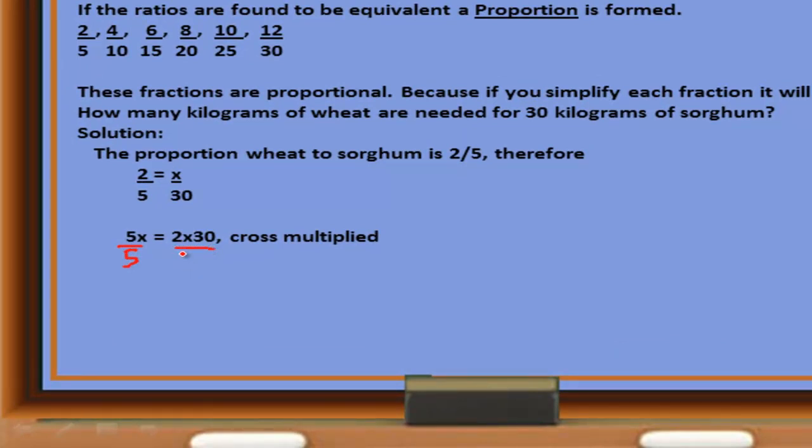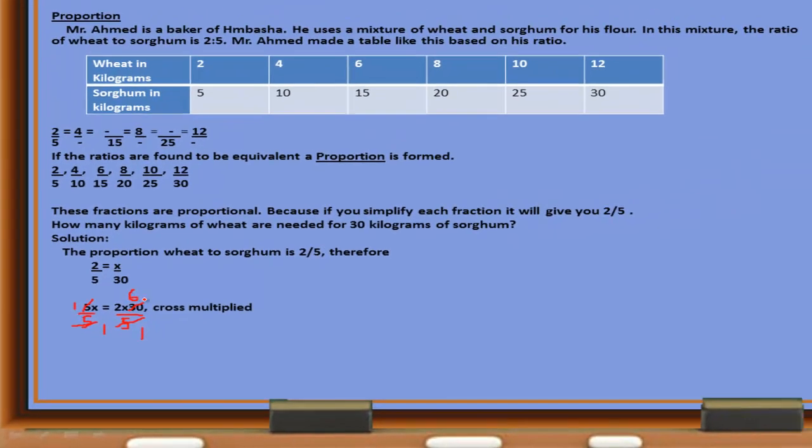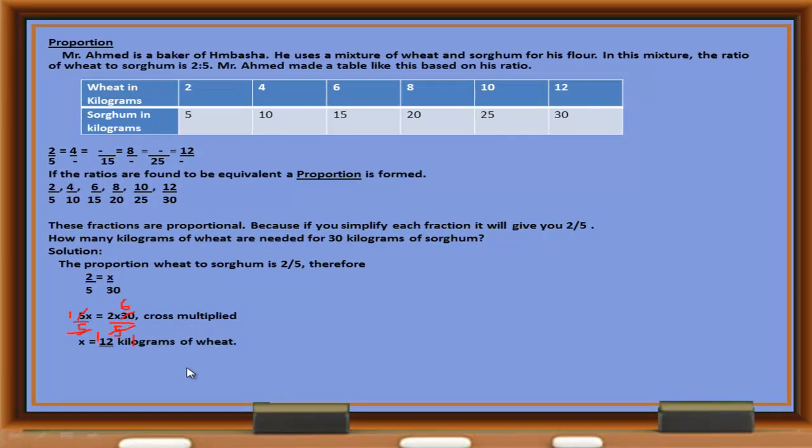5 divided by 5 is 1, 5 divided by 5 is again 1, 5 by 5 is 1, and 60 divided by 5 is 12. x is equal to 12 kilograms of wheat.